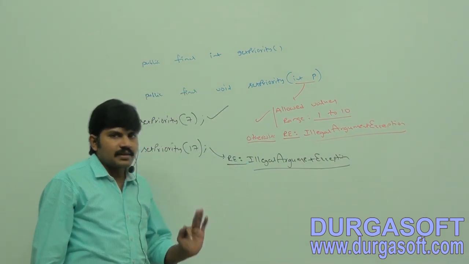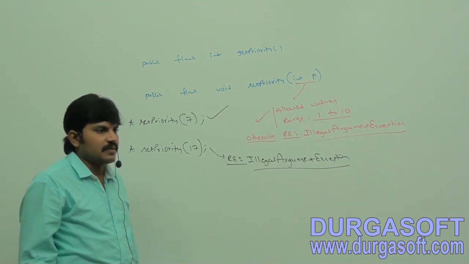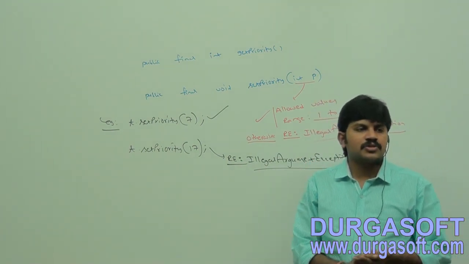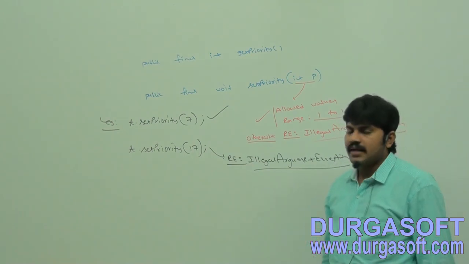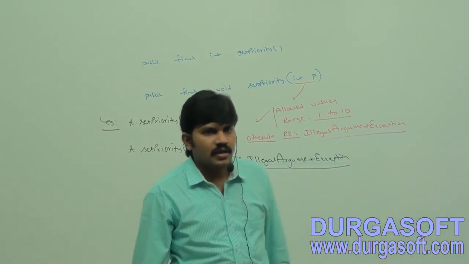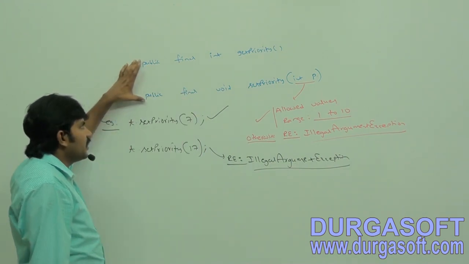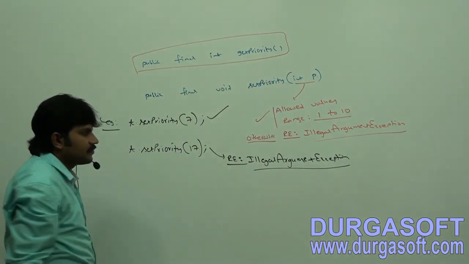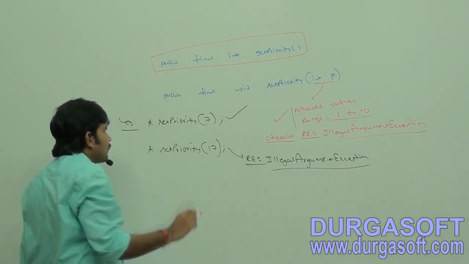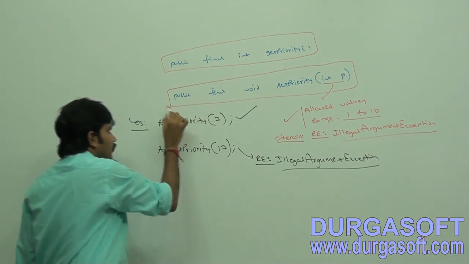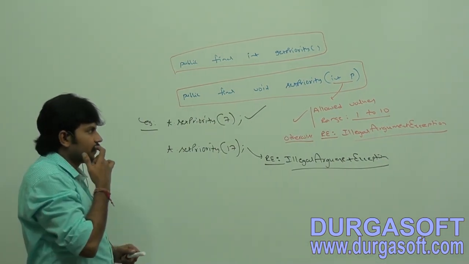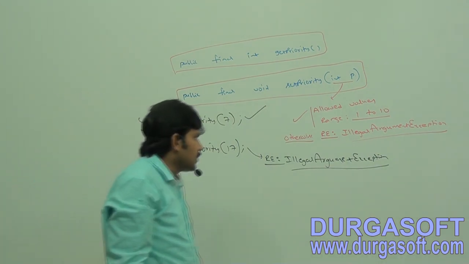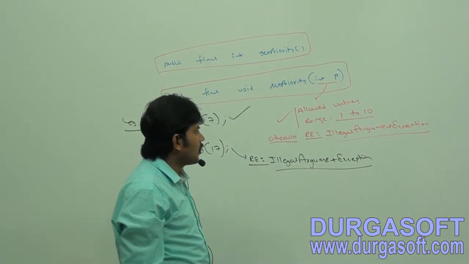The Thread class defines the following methods to get and set the priority of a thread. Take this one: public final int getPriority. Next, public final void setPriority(int p).